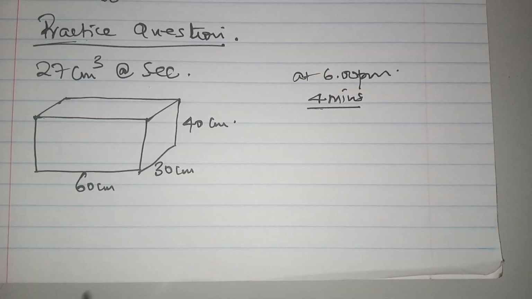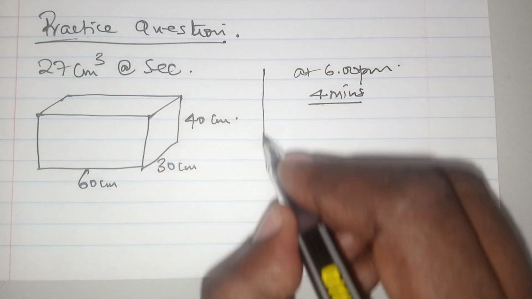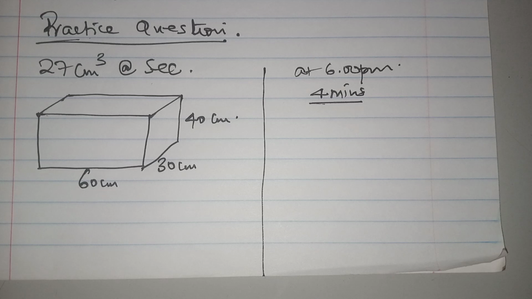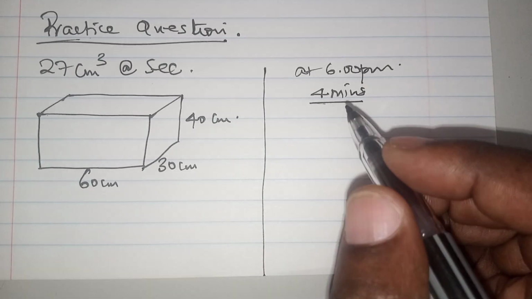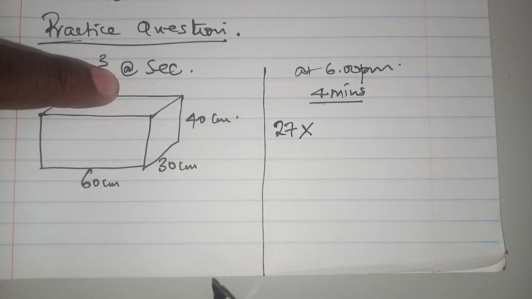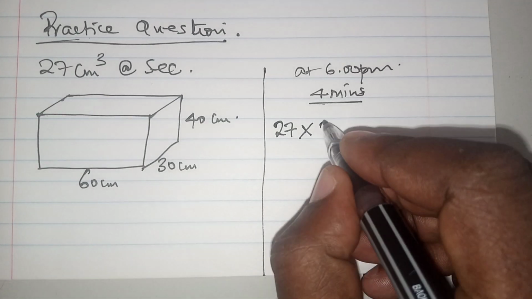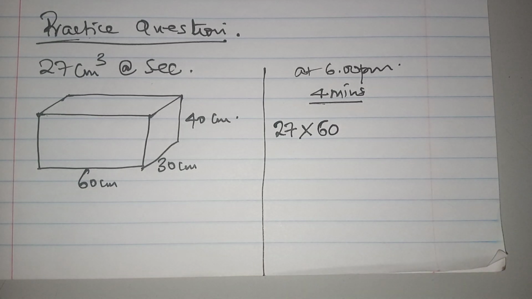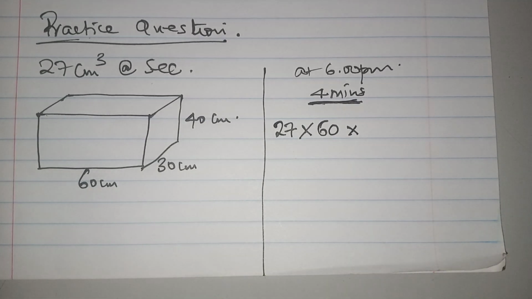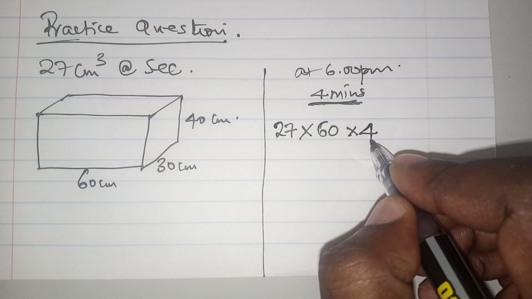Let us first of all have first things first. What is the rate of the water flowing? 27 centimeters cubed per second. So what is the amount of water that the tap produces or gets into the rectangular container in 1 minute? Then we have 27 centimeters cubed times, this is the flow per second, 1 minute has 60 seconds, times 60, that is water flow in 1 minute. And then we want to know how much water flew into the container in 4 minutes, so times 4.